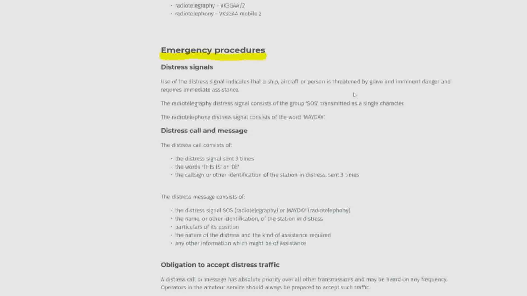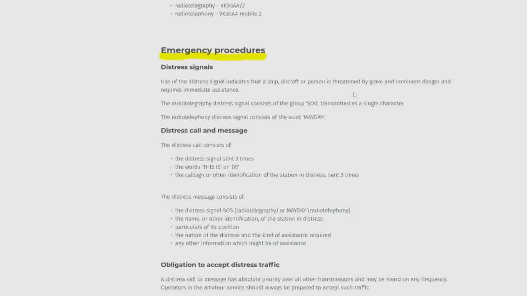You are required to answer them, take down as many particulars as you can about the person in distress, and pass that information along to the appropriate authorities, which might be the local marine rescue. If you're not sure what to do, just ring 000. Do whatever you can to get some help. You're not going to be able to help them sitting behind the amateur radio station, other than to pass the information along to the authority as quickly as possible with as much information as you can to help the person in distress.